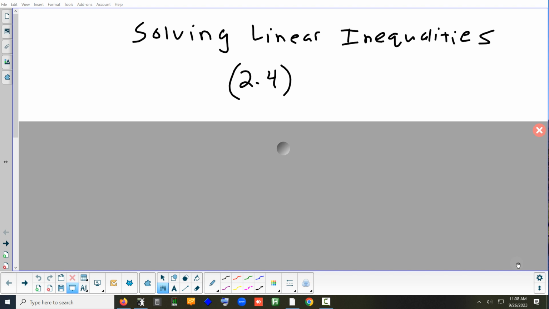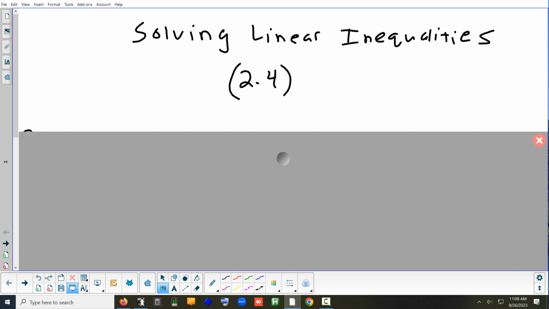So today we're going to look at section 2.4, which is on solving inequalities. We're mostly going to talk about linear inequalities. We do talk about quadratic inequalities, maybe something you haven't done in the past, but I think that's the next section, 2.5. So today we're just going to focus on linear. We will look at absolute value because that is a type of linear inequality.